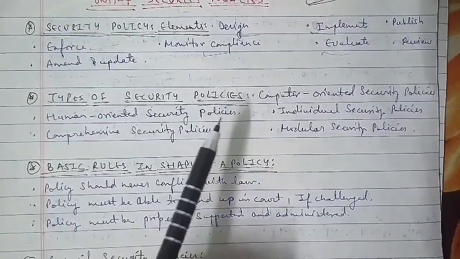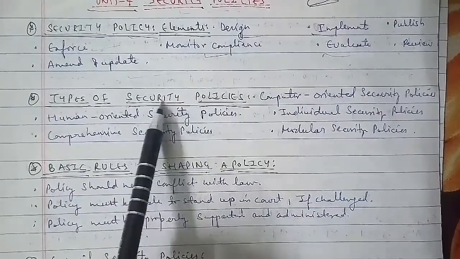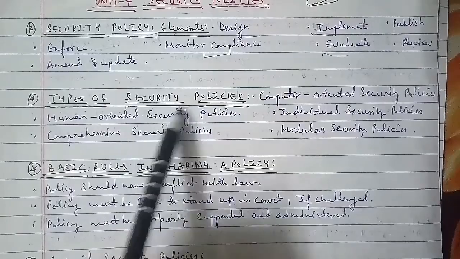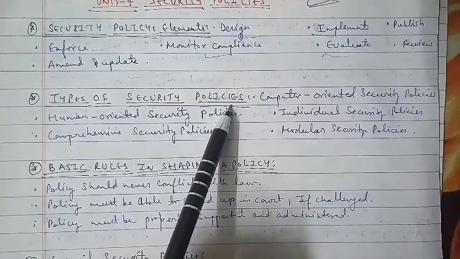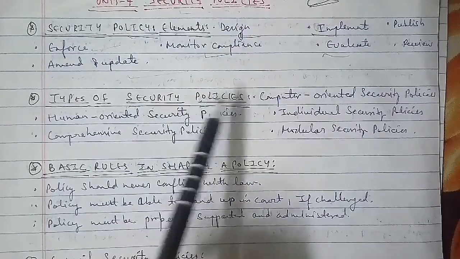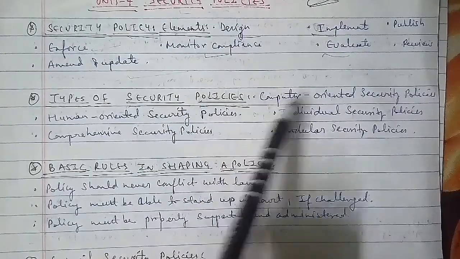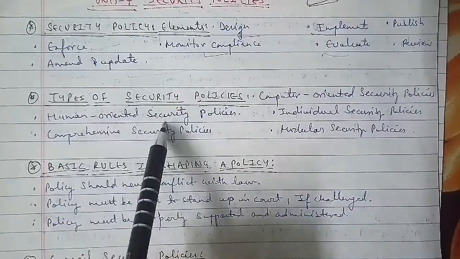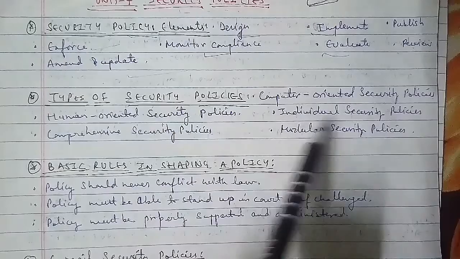Now we'll discuss the types of security policies, कि कितने types के security policies होते हैं. The types of security policies we have are: first, the computer oriented security policy; second, the human oriented security policy; third, individual security policies; fourth, comprehensive security policies; and fifth, modular security policies.